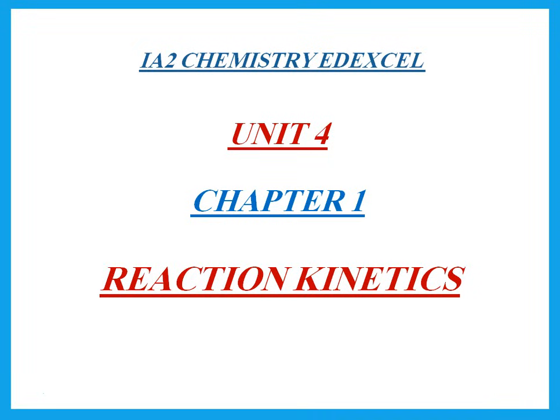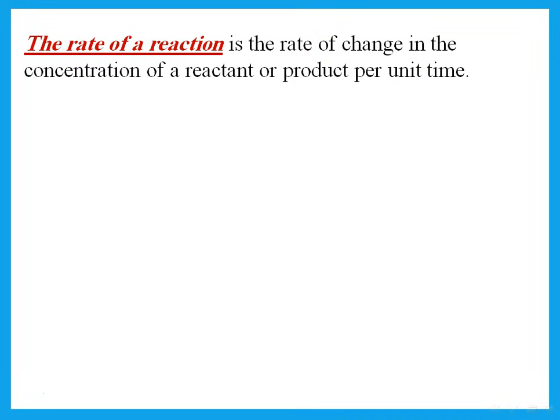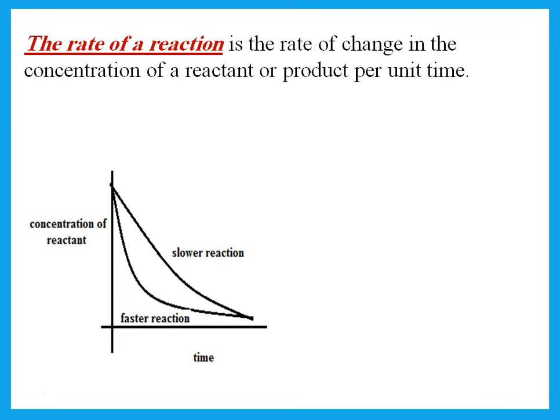In reaction kinetics, we're talking about rates of reactions, and you should remember that the rate of a reaction is the rate of change in concentration of reactant or product per unit time. So for example, we could measure the concentration of reactants with time as the reaction proceeds. The concentration of the reactant will decrease. The faster it decreases, the faster the reaction.